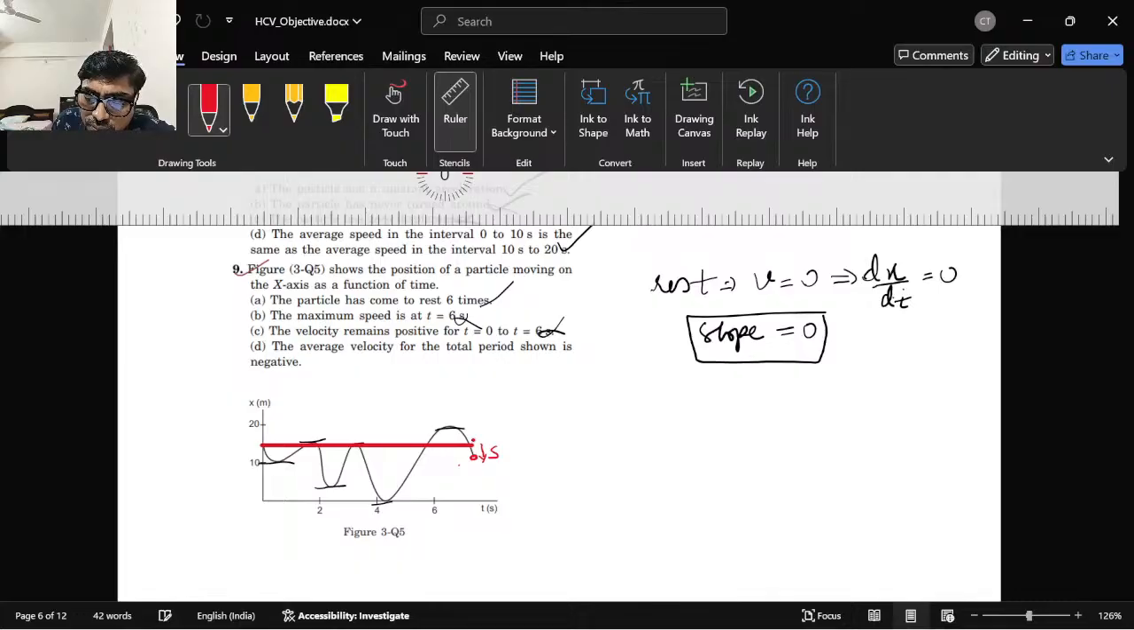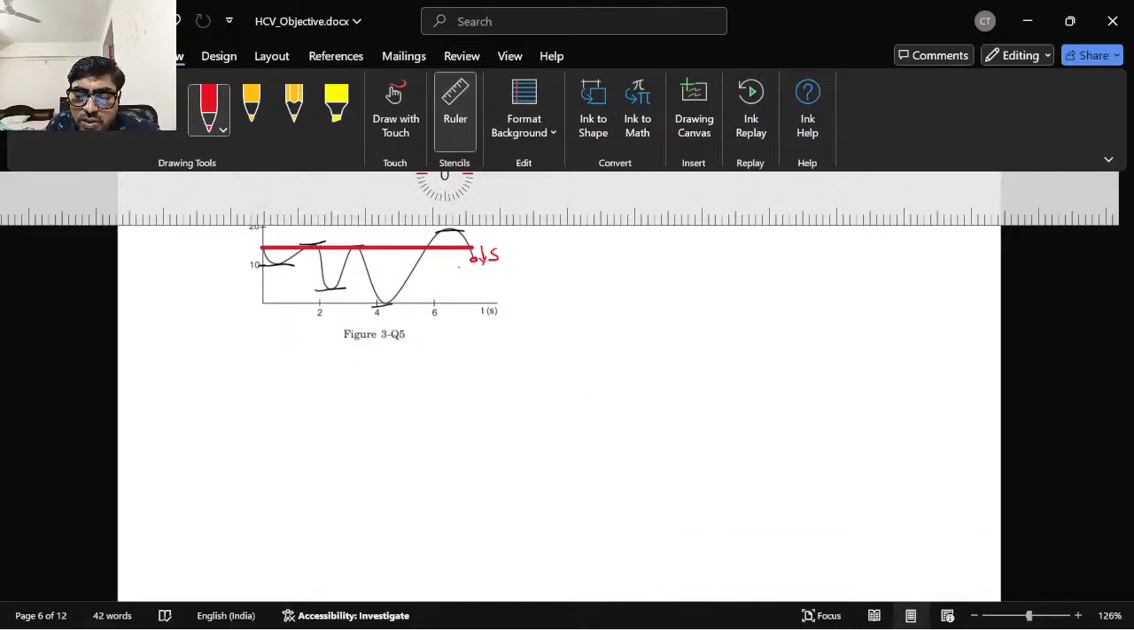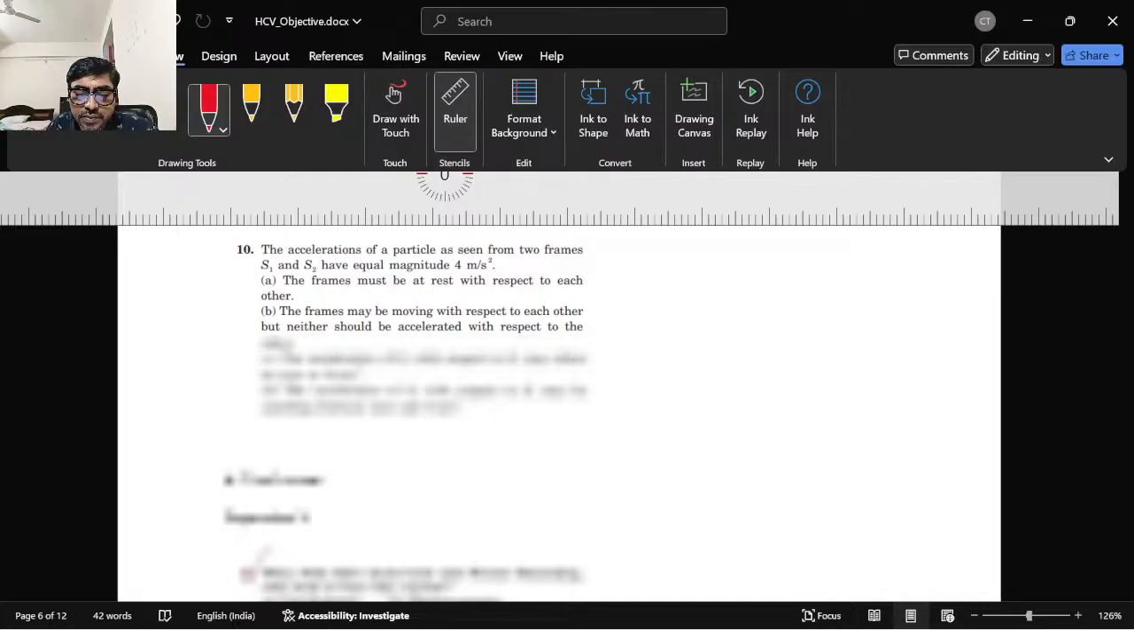Displacement is negative. Because displacement is negative, average velocity will be negative. D option correct only. 9th question is over. Next, 10th question.